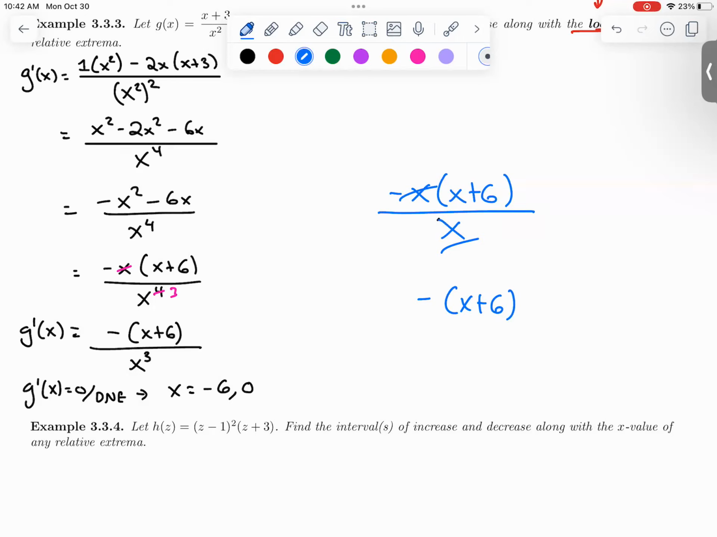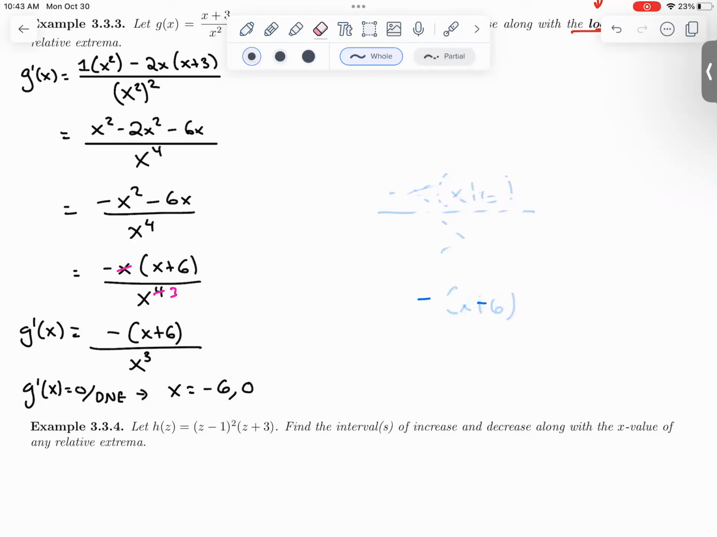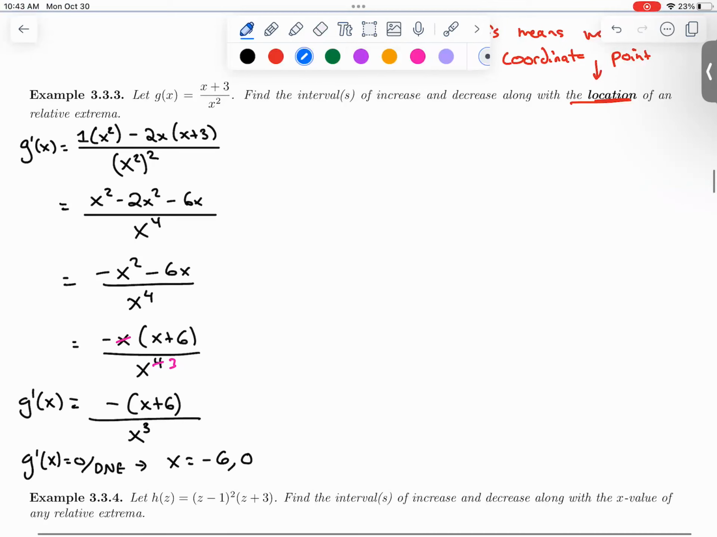Granted, since it didn't cancel all the way, it didn't end up being a problem for us. So that's why I'm okay with it. And I'm pretty sure in every single situation that we'll encounter, that won't happen, so we don't need to worry about that too much. But just as an interesting little side note, it is fun to think about. Okay, so we'll set up a sign chart.